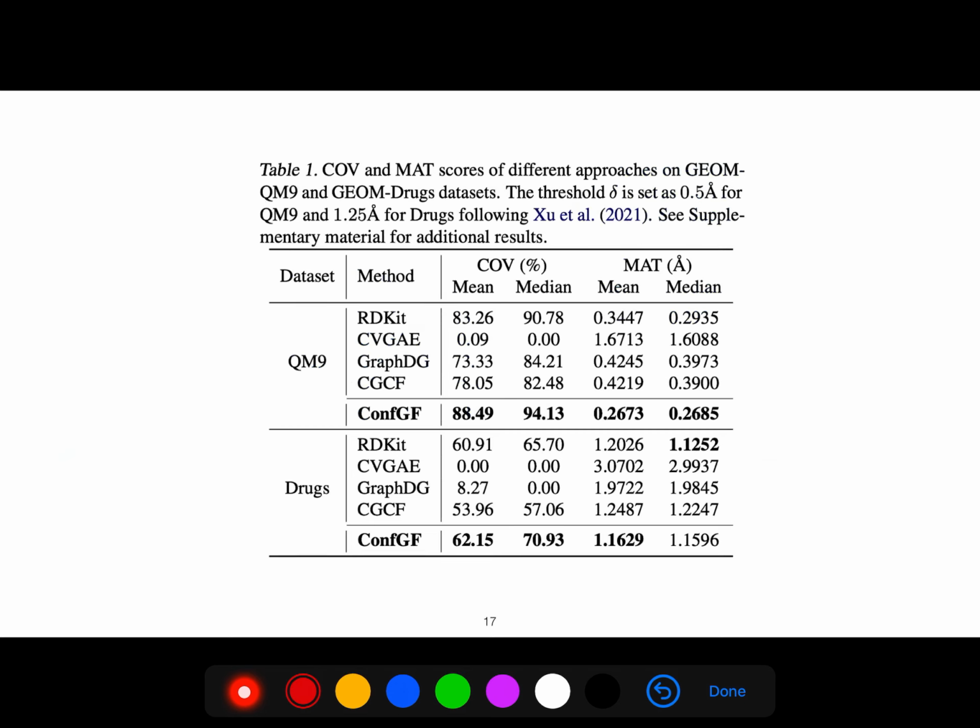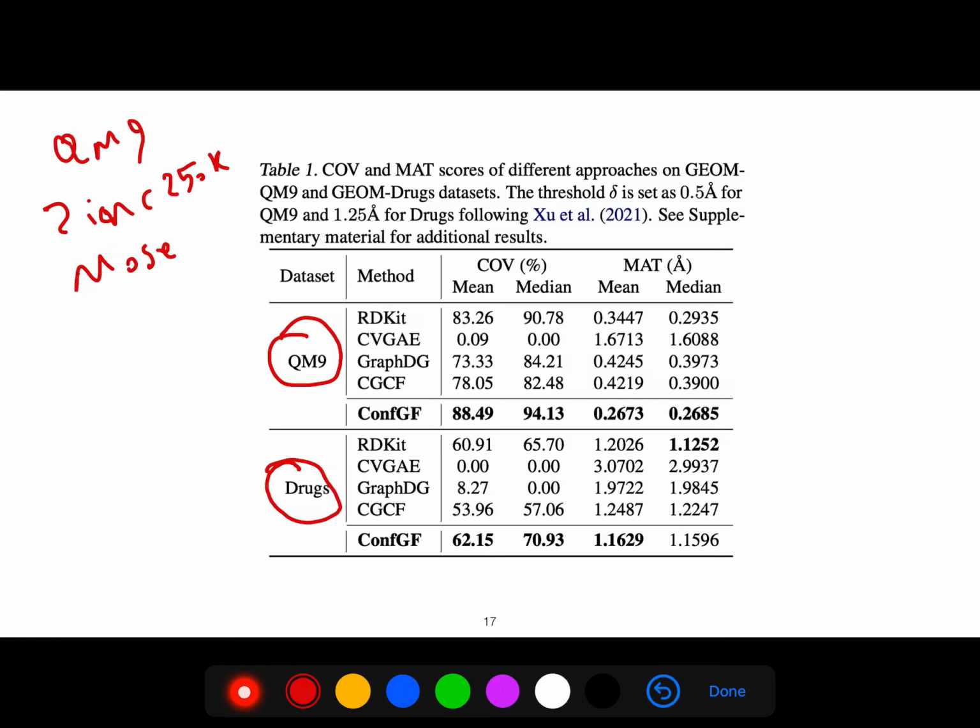So these are the results for the QM9 dataset and the drugs dataset. There are some datasets like QM9, you see it for graph generation, ZINC 250K, Moses, and here drugs. There are many datasets, because there are good benchmarks for graph generation. Also, for example, you can use it for 3D conformation generation as well.